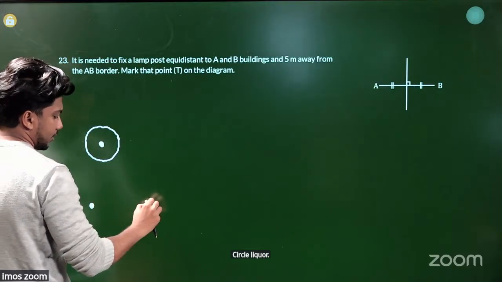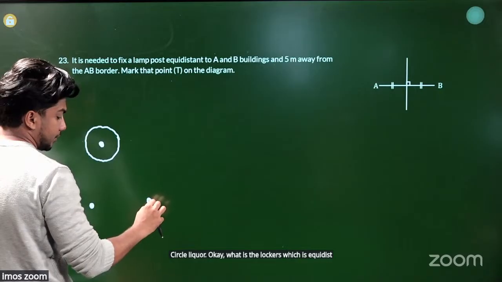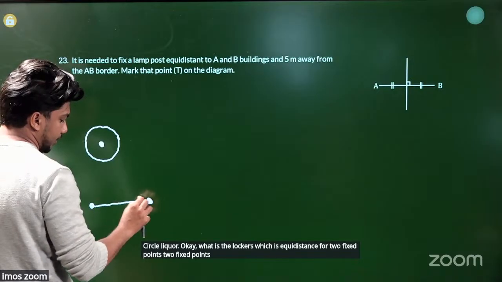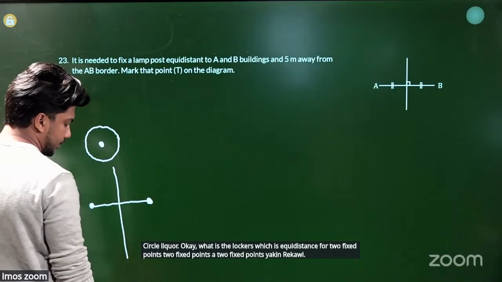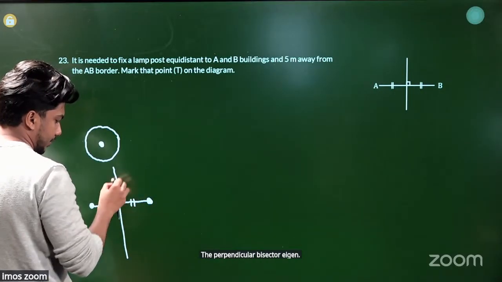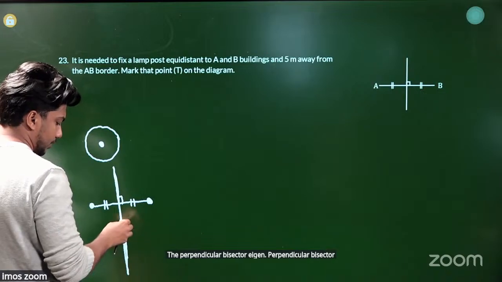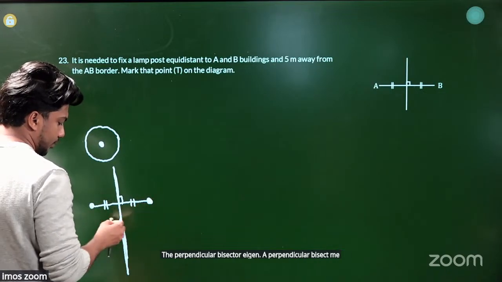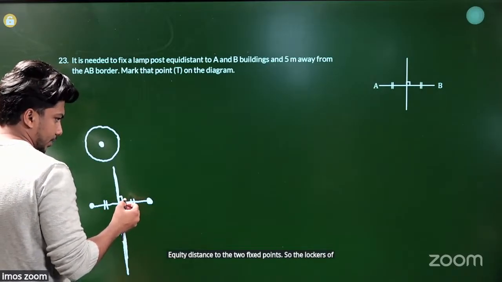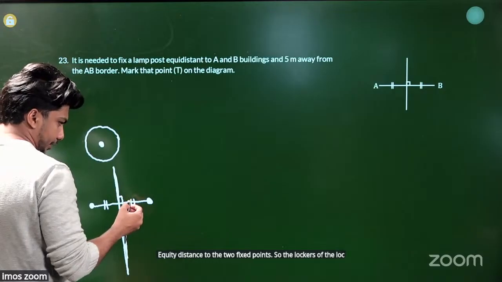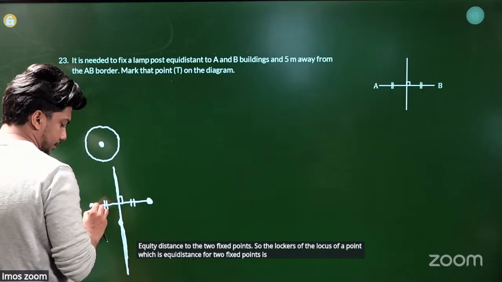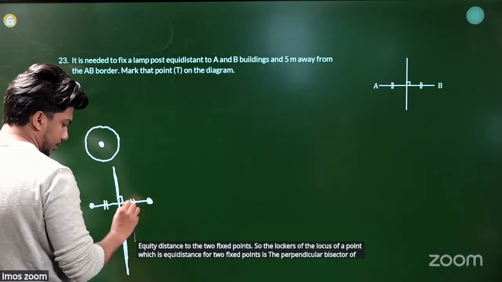Okay, what is the locus which is equidistance for two fixed points? Two fixed points. The perpendicular bisector of the line joining them. Any point on this perpendicular bisector has equal distance to these two points. Equidistance to the two fixed points. So the locus of a point which is equidistance for two fixed points is the perpendicular bisector of the line joining those two fixed points.